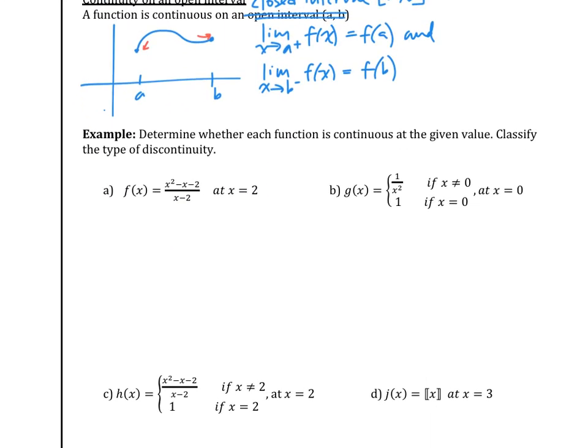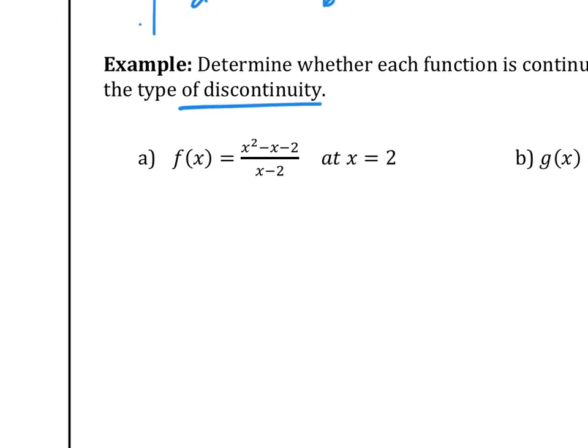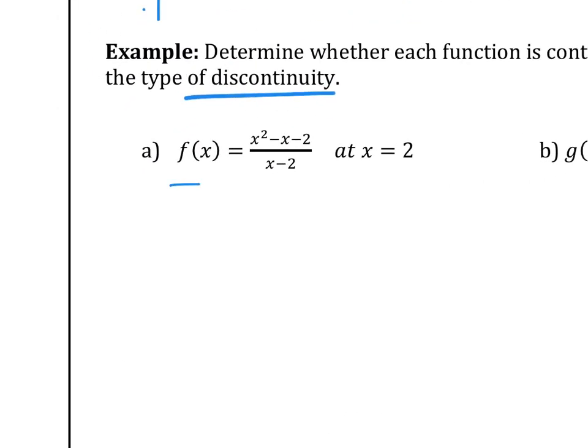Okay, so let's go ahead and try these questions. Determine whether each function is continuous at a given value. Classify the type of discontinuity. So they're saying that first prove whether it is continuous or not. If it's not continuous, what kind of discontinuity does it have? So let's try this one. This function, what's going on at 2?